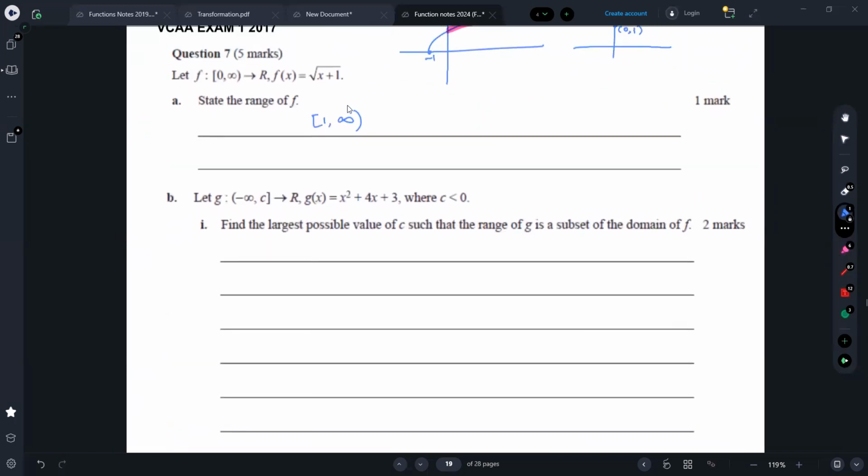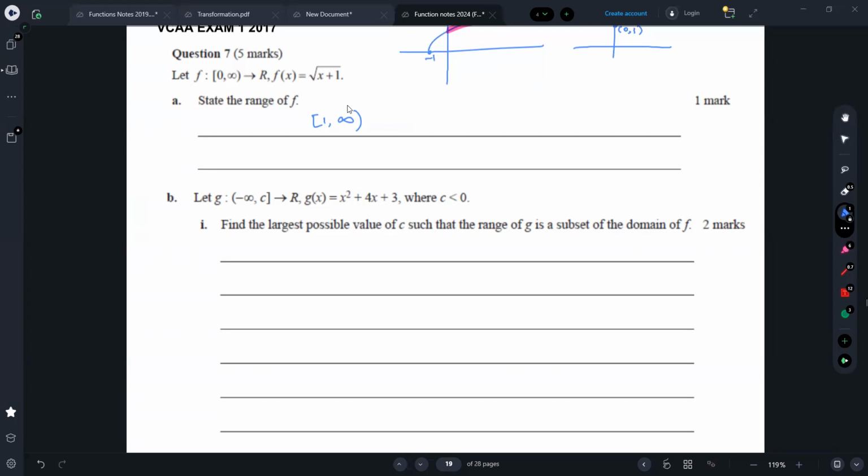All right. Is the second part okay? Part B? No? All right. Just read the question first, and what do you think it's asking you to do? Find the largest possible value of C such that the range of G is a subset of domain of F.